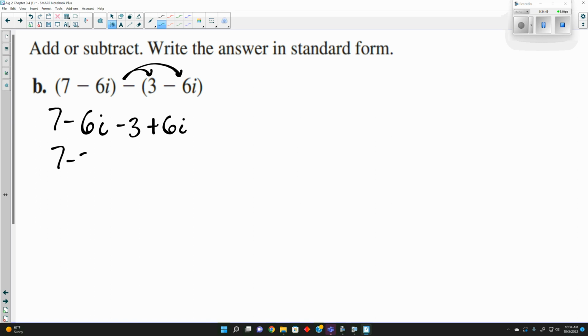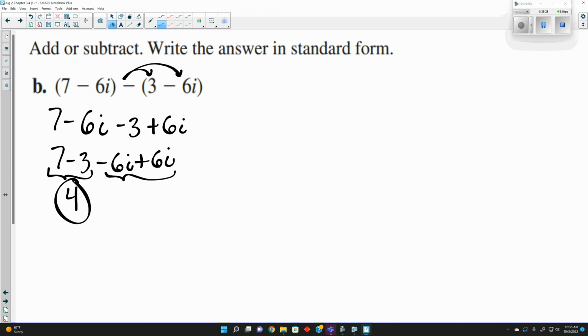So we're saying that we have 7 minus 3 minus 6i plus 6i. Again, I'm just regrouping the terms. What is 7 minus 3? What is negative 6i plus 6i? 0i, which is just 0. Yeah, 0i. 0 times i is 0. So we just have 4. Questions on this here?